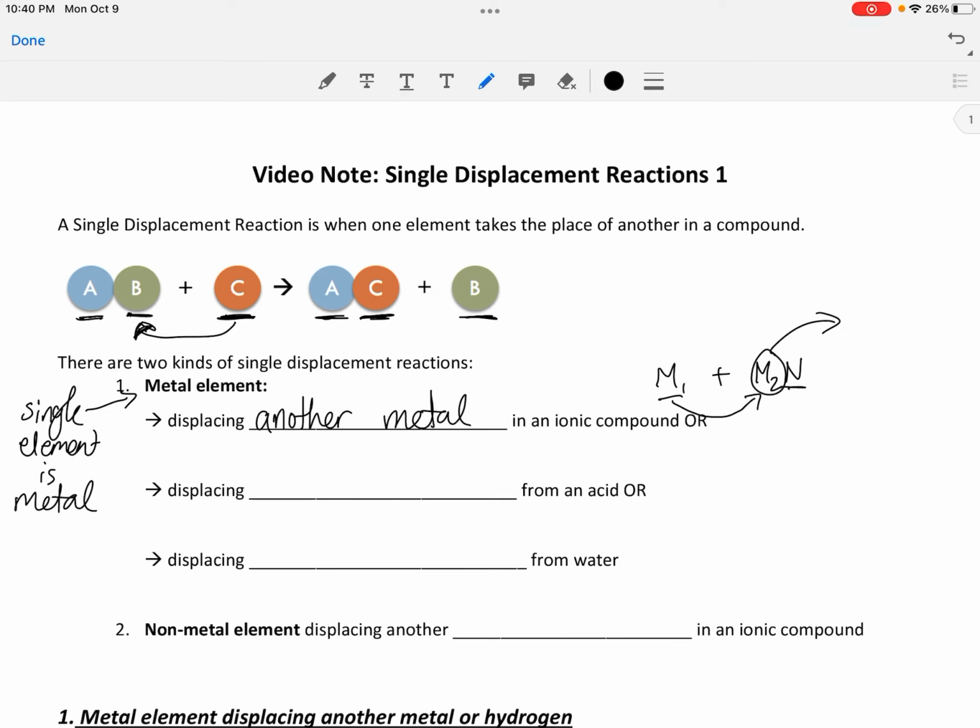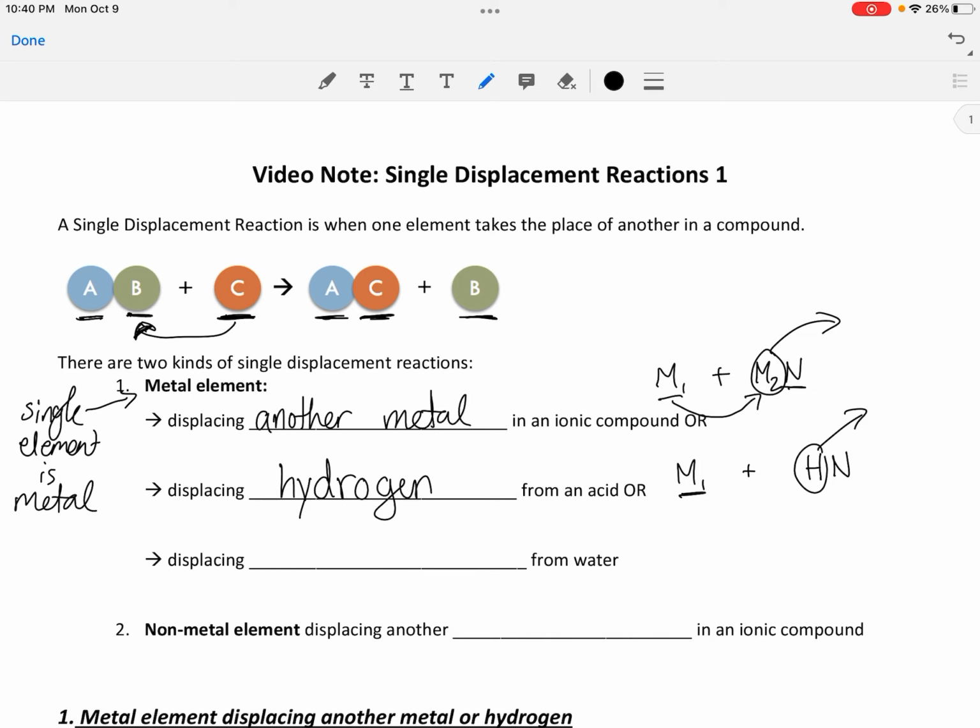That's our first possibility. The next possibility is if metal 1 sees an acid, so a hydrogen bonded to a nonmetal or bonded to a polyatomic ion, then that metal will come in and bump out the hydrogen from an acid. So that's our next possibility. A single metal will bump out the hydrogen and displace the hydrogen from an acid.